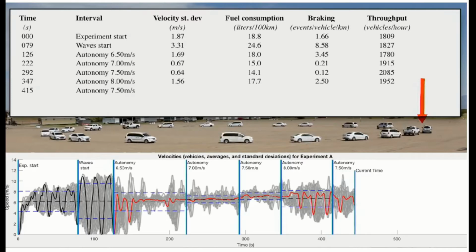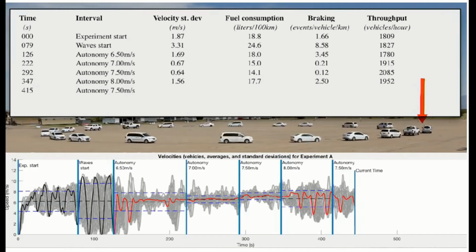Then we raised to 7, to 7.5. Somehow 8 meters per second was a kind of upper boundary. When we targeted that speed, we started to have oscillations up and down. Some waves were reappearing, and then here we were readjusting to 7.5, and we were going back, you see, to taming the waves.